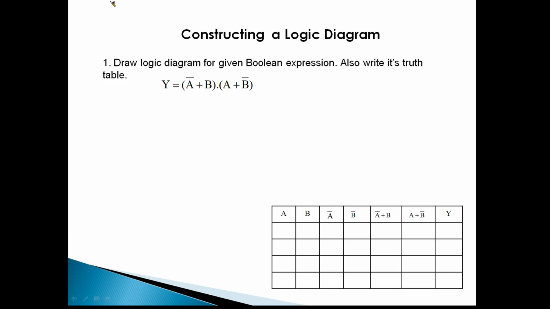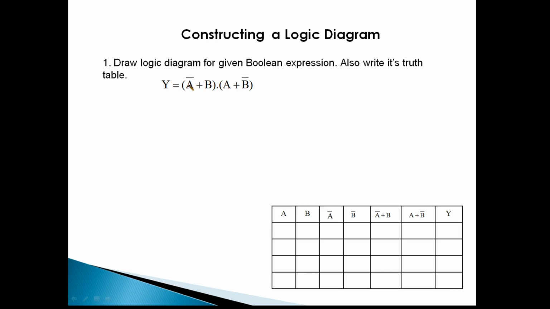The question is like this: draw logic diagram for given Boolean expression and also write its truth table. You are given an equation and you have to construct a logic diagram for this equation. How to solve for this? Just observe the operations in the given equation. What are the operations here?